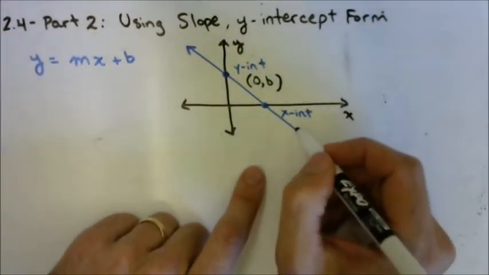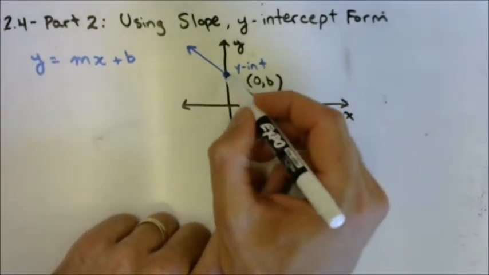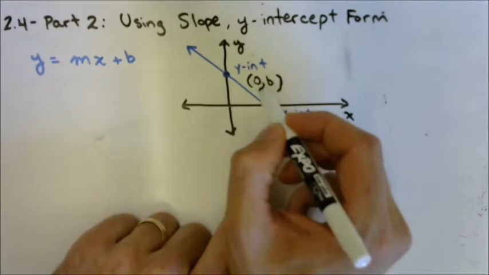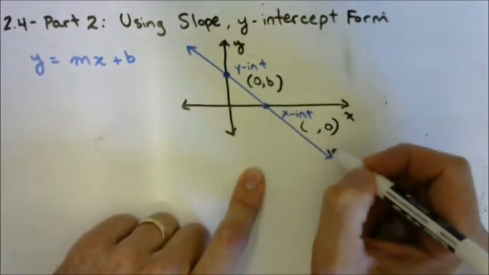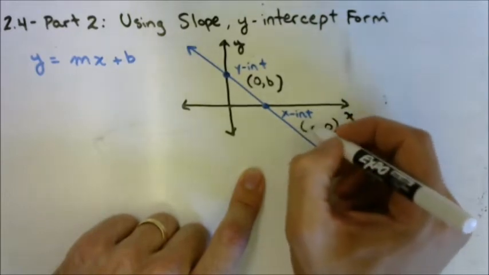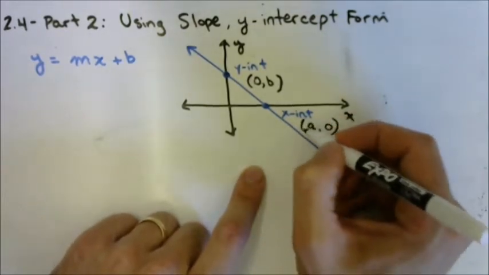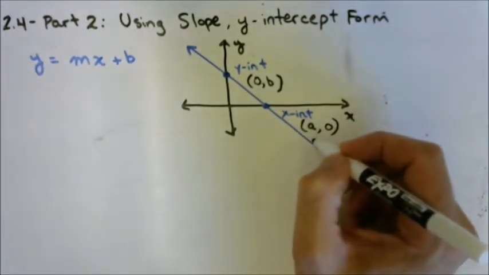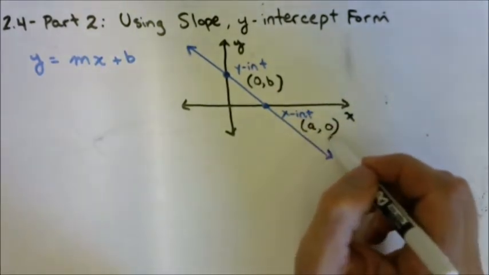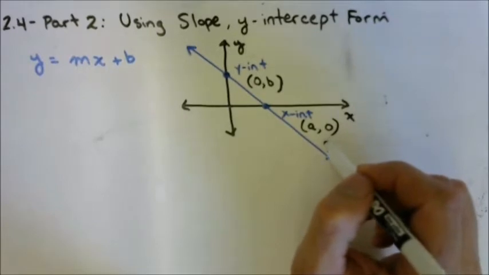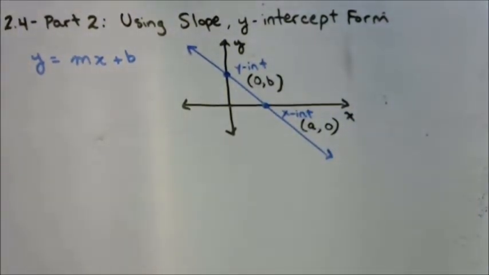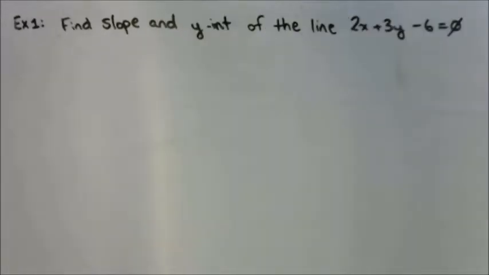Well, what about our x-intercept? If our y-intercept occurs where x is 0, then our x-intercept must occur where y is 0. We don't know what x is, but we can use the variable a to show that it's some number, any old number it could be, but we know for sure that the y-coordinate is going to be 0. Let's try a few problems applying our knowledge of slope y-intercept form.